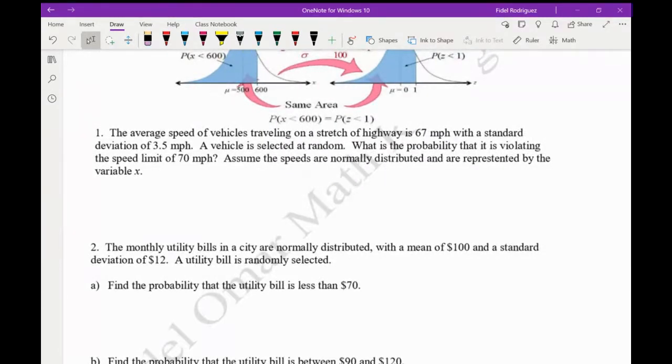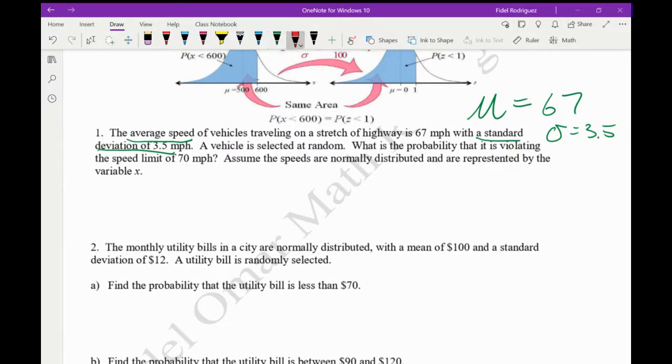So the first problem here says the average speed of vehicles traveling on a stretch of highway is 67 miles an hour with a standard deviation of 3.5. So before I do anything else, I'm going to write down a couple of things. It said the average speed. That's my mu, so my mu is 67. And then it tells me my standard deviation is 3.5, so my sigma is going to be 3.5.